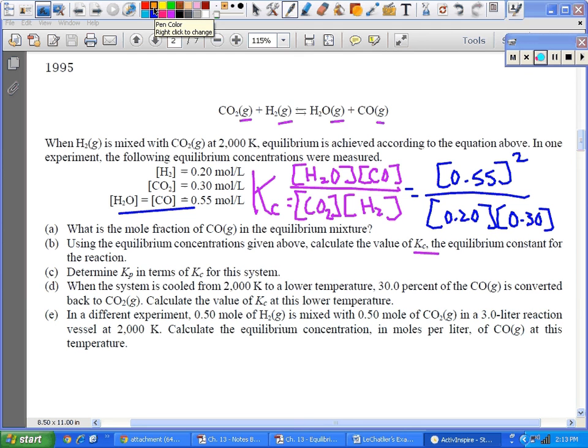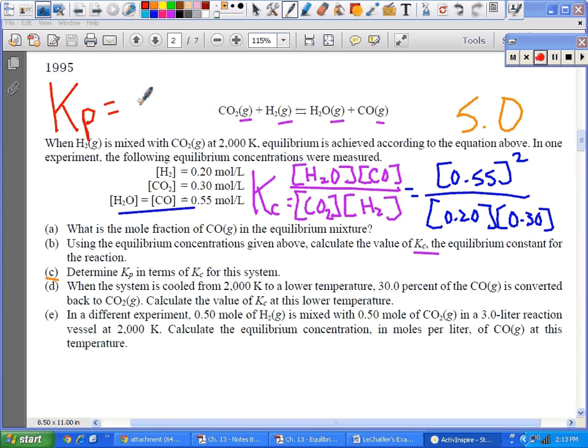Okay. Now, final part, I want to run through C. Determine Kp from that value. How do you go from Kc to Kp? The politically correct equation, which is what? Kp equals Kc (RT) to what? Delta N. What is delta N? The change in moles of what?